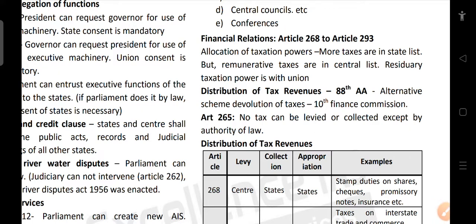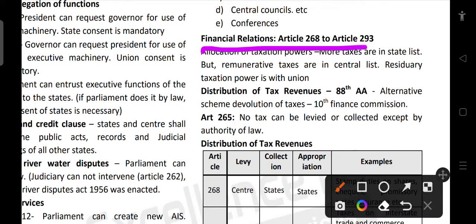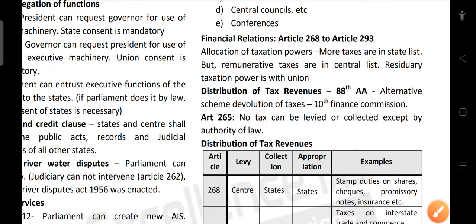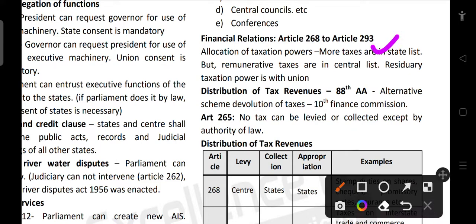Now we will talk about the financial relation between center and state. Articles 268 to 293 are related to financial relations. Allocation of taxation power: more taxes are in the state list, but remunerative taxes are in the center list.